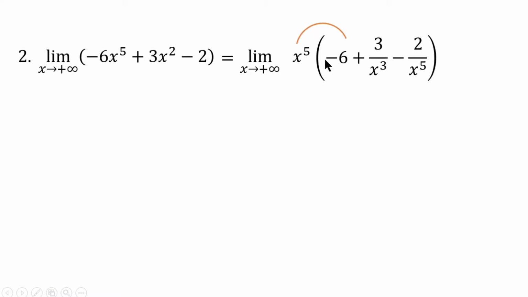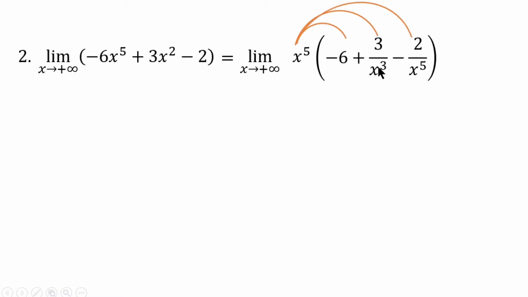X raised to 5 times negative 6 is equal to negative 6x raised to 5, which is the first term in the given function. X raised to 5 times 3 over x cubed is equal to 3x squared, the second term. Take note that x raised to 5 times 3 over x cubed is equal to 3x raised to 5 over x cubed. Simplify the variable x raised to 5 over x cubed. This will be equal to x squared. 5 minus 3 is 2. Thus, we have 3x squared.